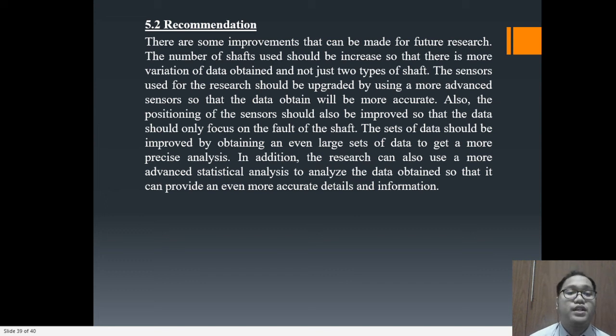Also, the positioning of the sensor should be improved so that the data only focuses on the fault of the shaft. Next, the sets of data should be improved by obtaining an even larger set of data to get a more precise analysis. In addition, the research can also use a more advanced statistical analysis to analyze the data obtained so that it can provide even more accurate details and information.